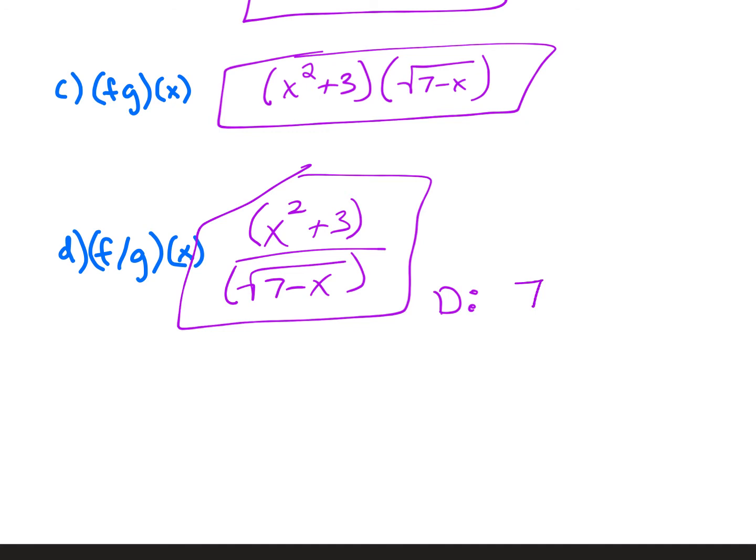This is not going to be on your test. Just think for a second. Okay, that's what I want to say. 7 should be my boundary line.